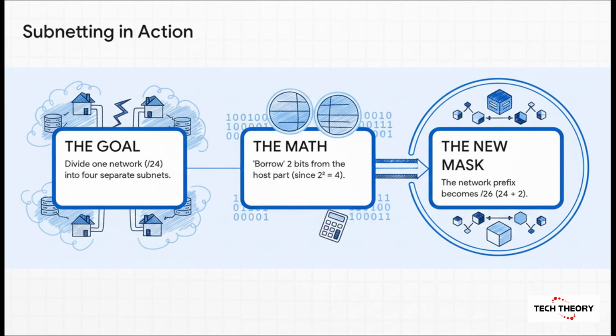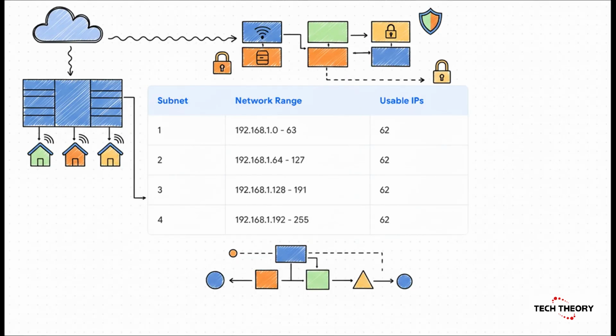All right, let's put it into practice. Imagine our goal is to take one standard /24 network and split it into 4 smaller equal subnets. The math is actually pretty simple. To get 4 different options, you need to borrow 2 bits from the host part of the address. Why? Because 2 to the power of 2 equals 4. So we add those 2 bits to our original 24, and our new network prefix becomes /26. And voila, check this out. That one big block of addresses is now neatly divided into 4 distinct subnetworks. Each one has its own specific range of IPs, and each can be managed on its own. We've basically created 4 organized little digital neighborhoods from one big piece of land.